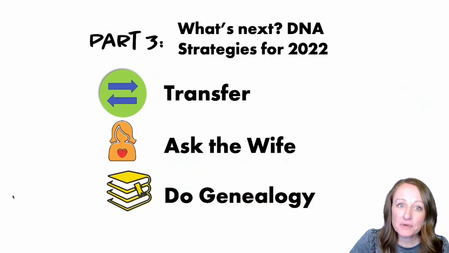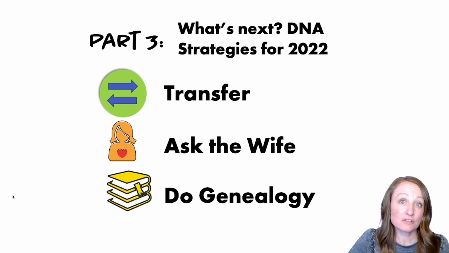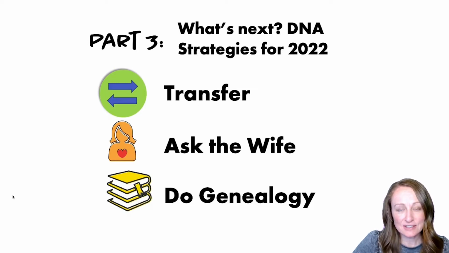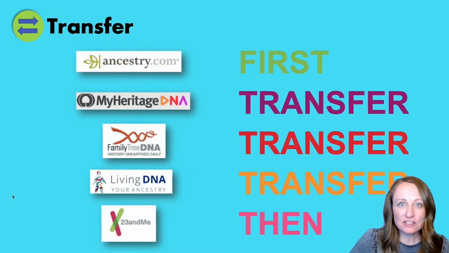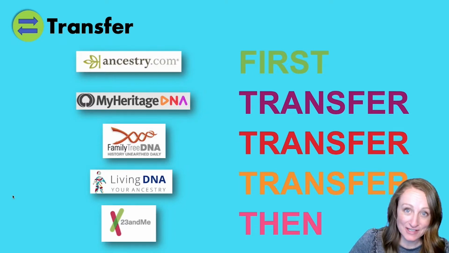So now in Part 3, we're going to talk about some strategies that you'll want to use once you've had a little bit of experience grouping your matches and using that generation of connection idea. You'll want to transfer some of your DNA test results, use the Ask the Wife strategy, and do genealogy. So to transfer your DNA test results means that you take the data from one testing company and you put it into another testing company.